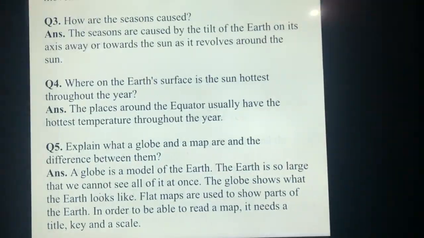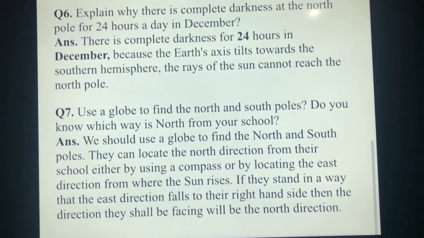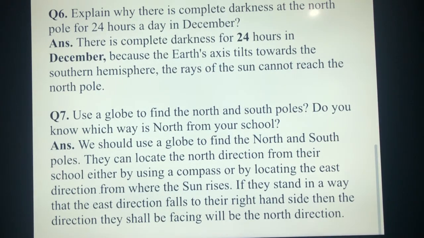6. Explain why there is complete darkness at the North Pole for 24 hours a day in December. There is complete darkness for 24 hours in December because the Earth's axis tilts toward the southern hemisphere. The rays of the sun cannot reach the North Pole, so we have total darkness there, because the sun rays cannot reach it due to the position of that particular place.